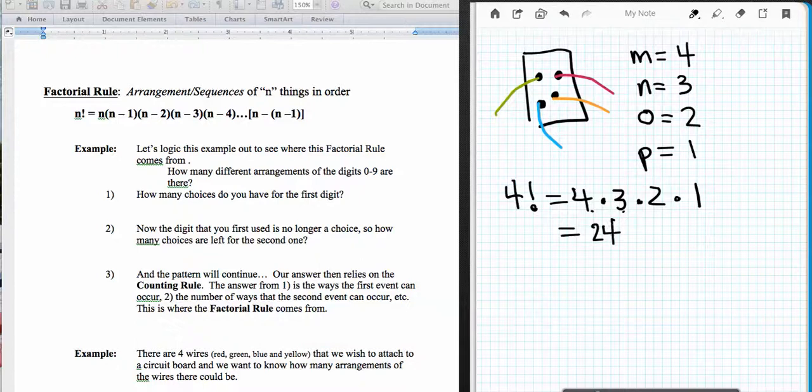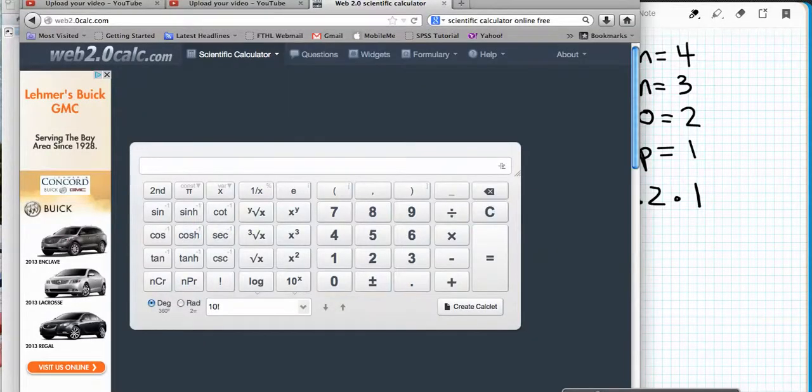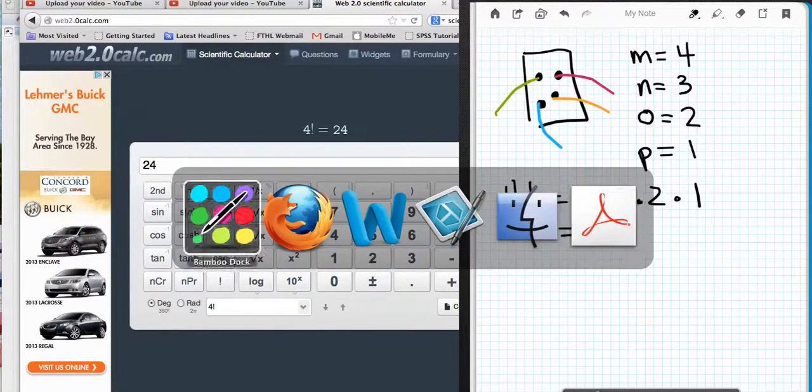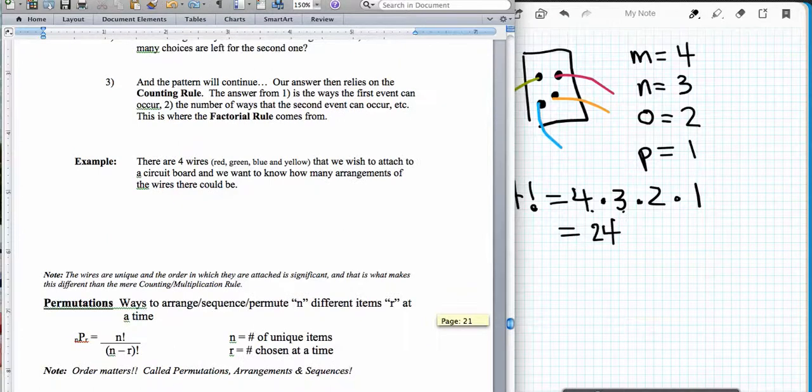And if you do the factorial key on your calculator, you'll see the same thing. So let's clear this out and go 4 factorial. And then what's that equal? There you go, 24, just like we got before. So on our calculator, of course, our scientific calculators, we have a little bit more complication.